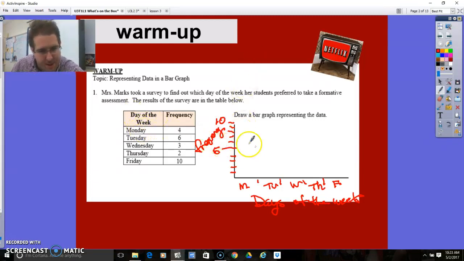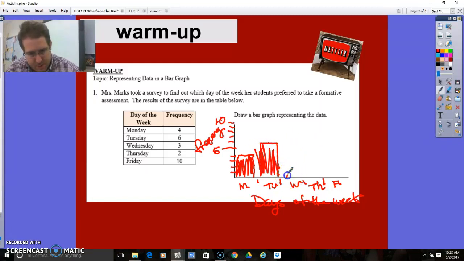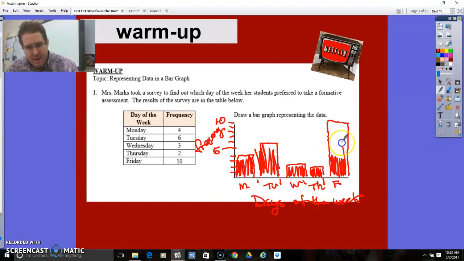Here we go. Monday, 4 people chose it. Bar graph goes up to 4 right there. Fill it in. Tuesday is 6, slightly more. Wednesday was 3. Thursday was only 2. That was the least. And Friday was the most. So it looks like there was more people who chose Friday than the next 2 choices combined. That'd be 10 out of 25 people chose Friday.